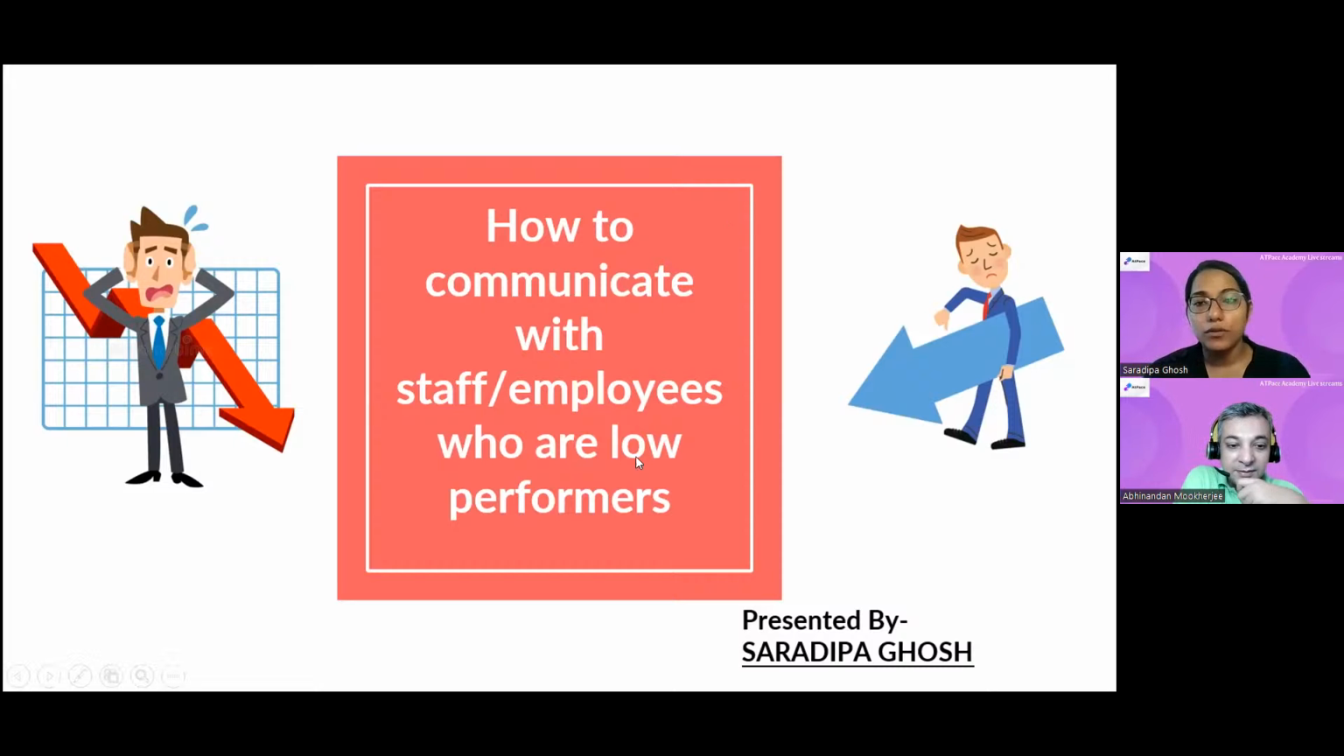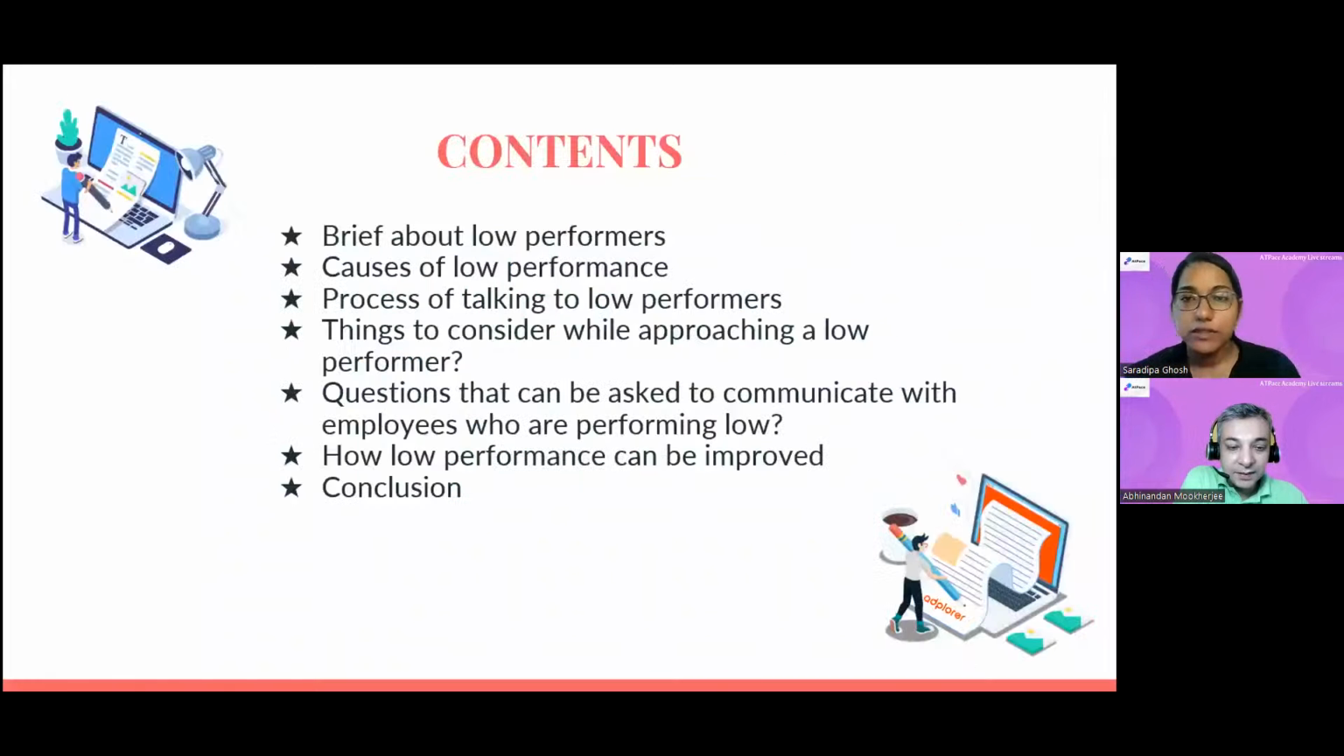So, how to communicate with staff or employees who are continuously performing low in an organization? These are my contents. A bit brief about who are low performers, what causes low performance, and what's the process of talking to a low performer, and things to consider while approaching a low performer, and what kind of questions can be asked by an HR or a manager while you are approaching a low performer, and how low performance can be improved. A little bit about that, and then conclusion.